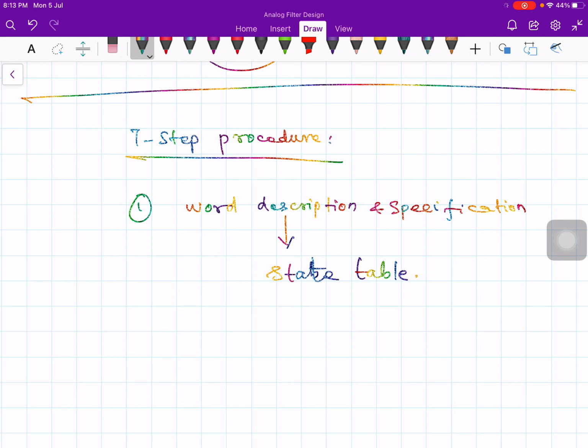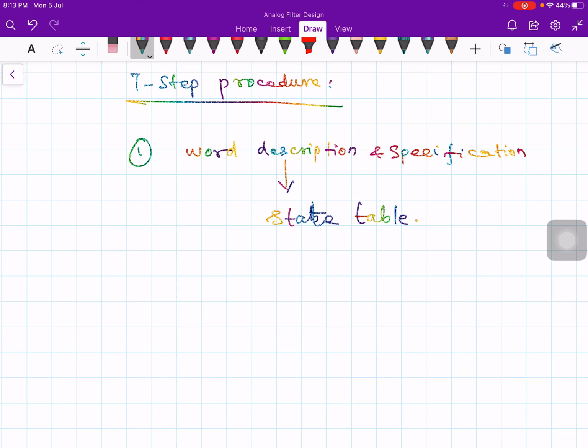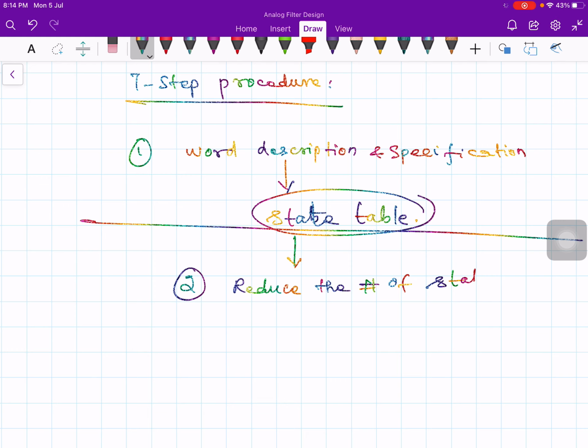Let me first list down the procedure, and then we will take one example. From the state table, the second step is you apply the state reduction algorithm. Why? As we said in the last lecture, you can reduce the number of flip-flops and reduce the complexity of the combinational circuit. Therefore, overall, you can reduce the cost. So reduce the number of states. From the first step, from the word description and specification, obtain the state table. That is my first step. The second step is, from the state table, reduce the number of states.